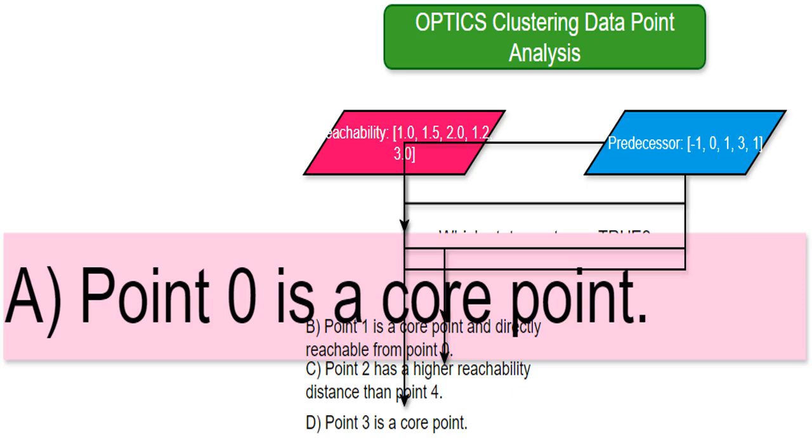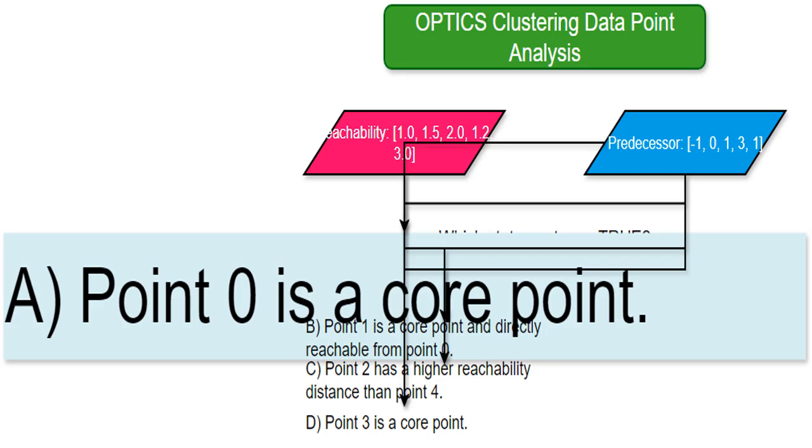I'm checking if point 1 is a core point and directly connected to point 0. Point 1's predecessor is 0, confirming direct connectivity from point 0. The reachability distance of 1.5 is relatively small, suggesting point 1 is a core point. I'm determining if point 0 is a core point. Because point 0 has a predecessor of -1, it is a starting point and it has a finite reachability. That means it's a core point.